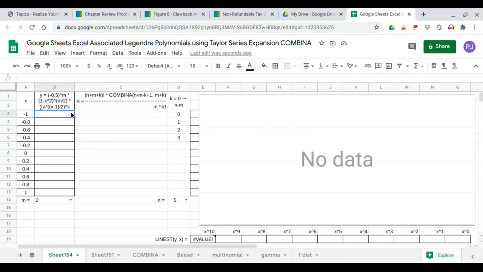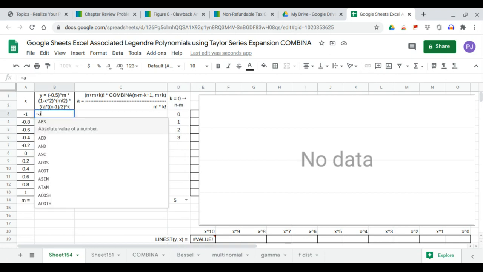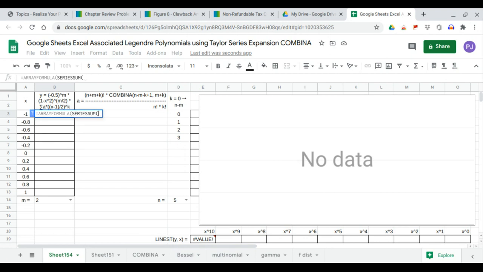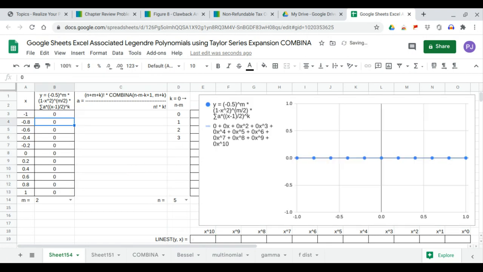Now we enter the Taylor series. So array formula, SERIESSUM of the x values, which is the quantity x minus 1 over 2, raised to the power k starting from 0, incremented by 1, and the coefficient will be this range. Now we continue with the rest of the Taylor series expansion.